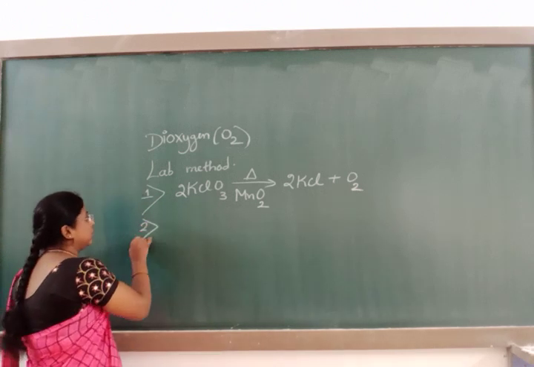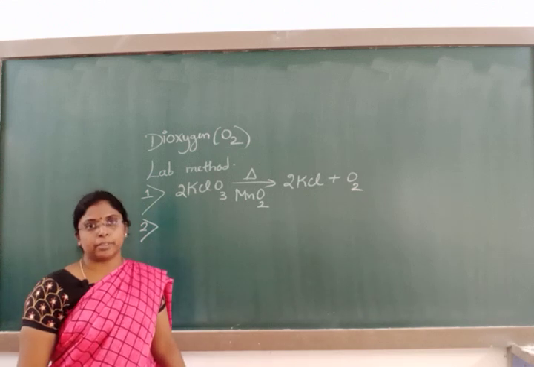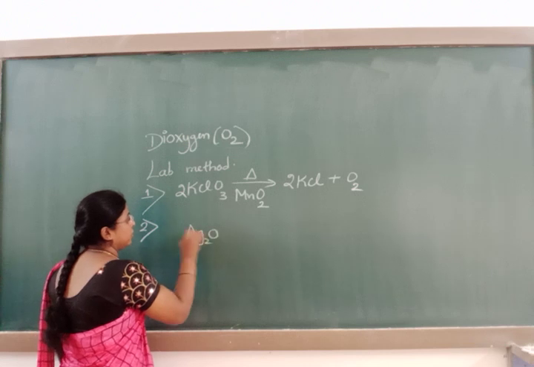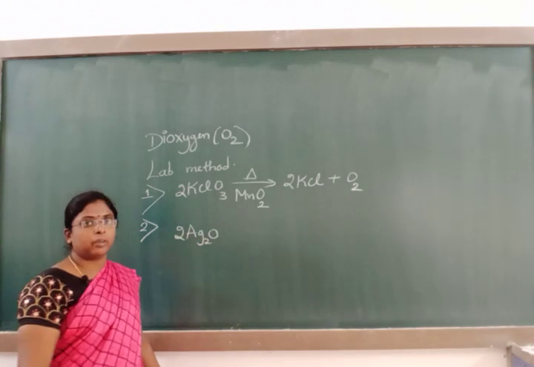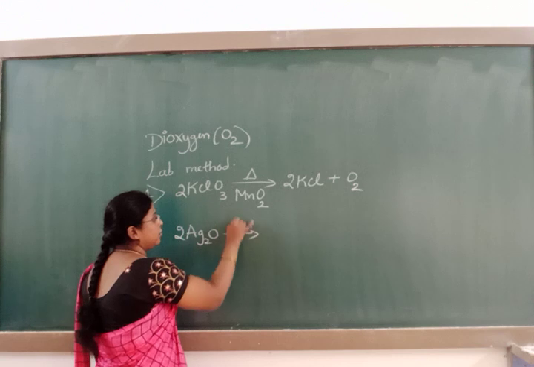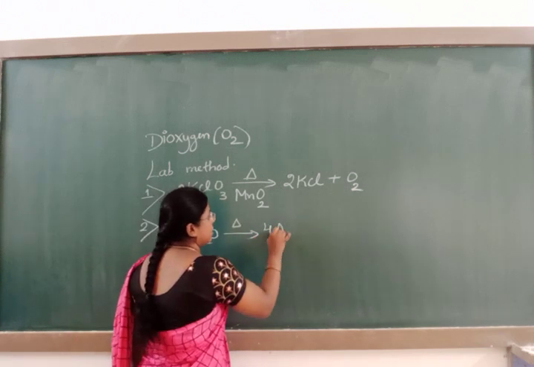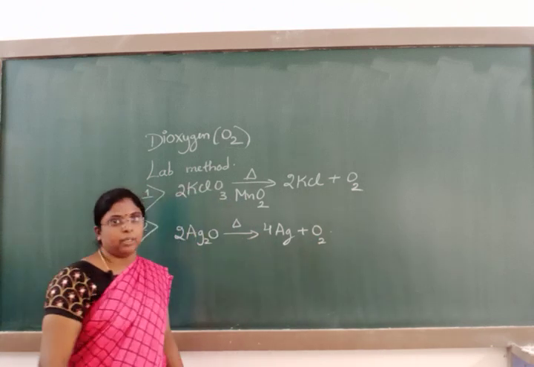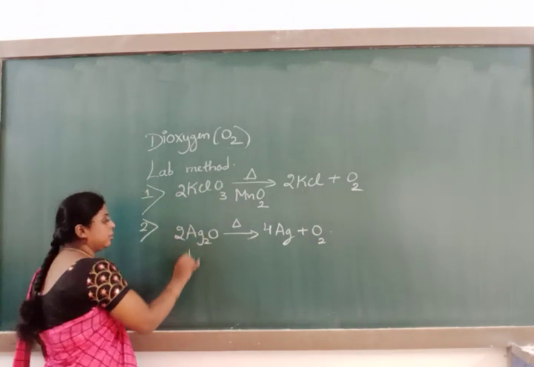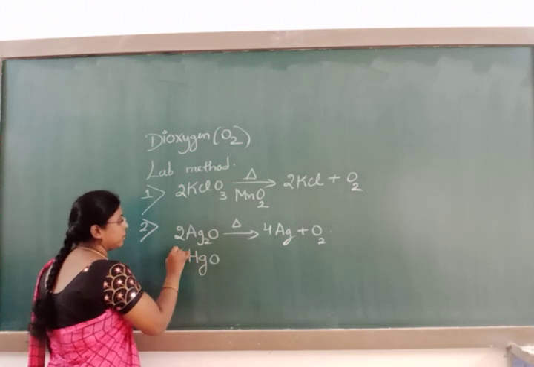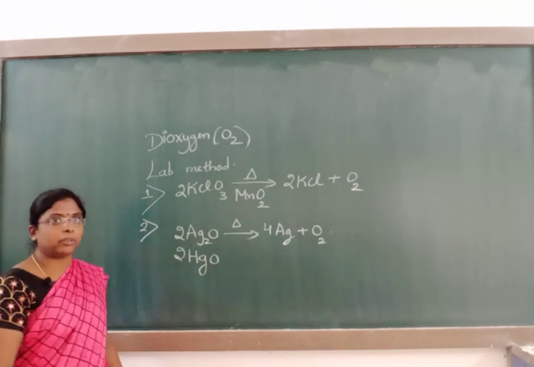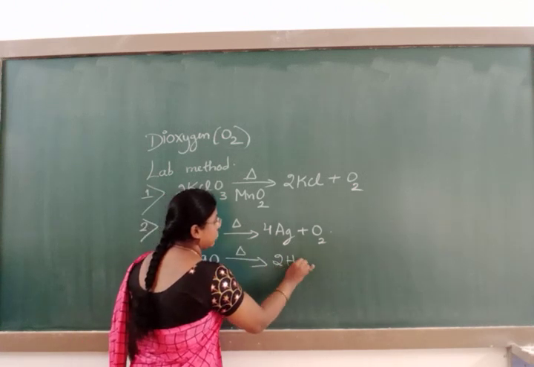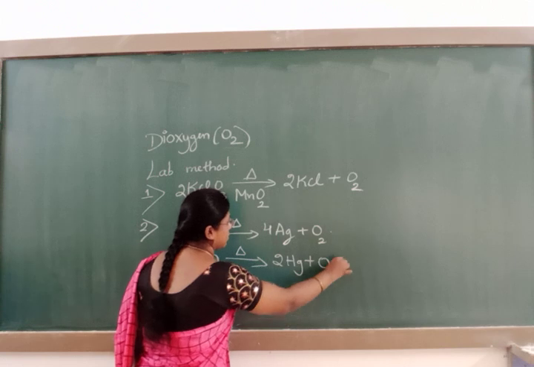The second method is by using some of the oxides, like silver oxide, Ag2O. Silver oxide on heating decomposes to form silver and dioxygen. We can even prepare it using mercuric oxide, HgO. Mercuric oxide on heating decomposes to form mercury and dioxygen.